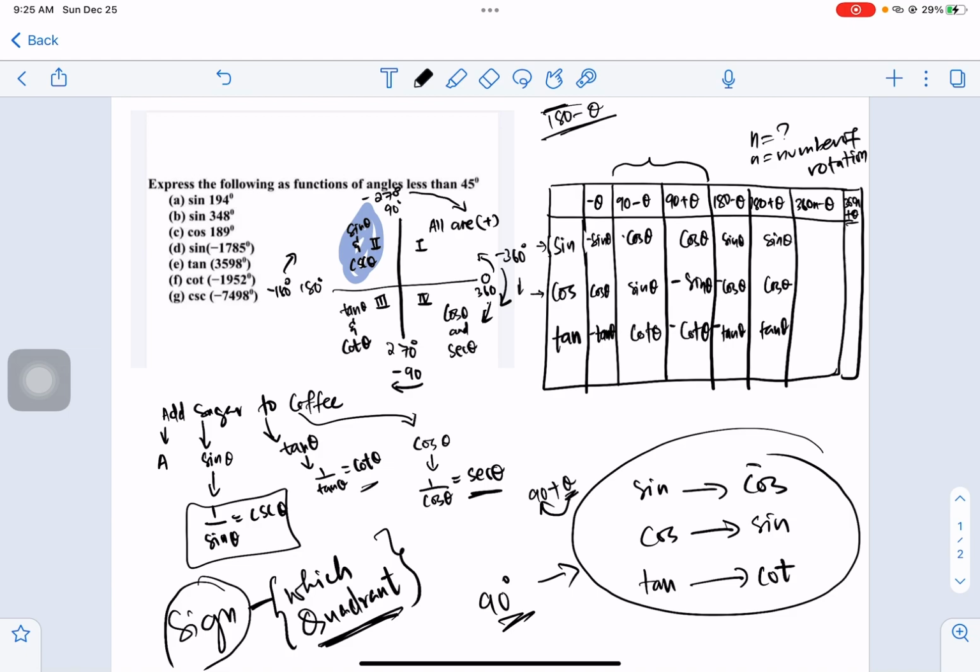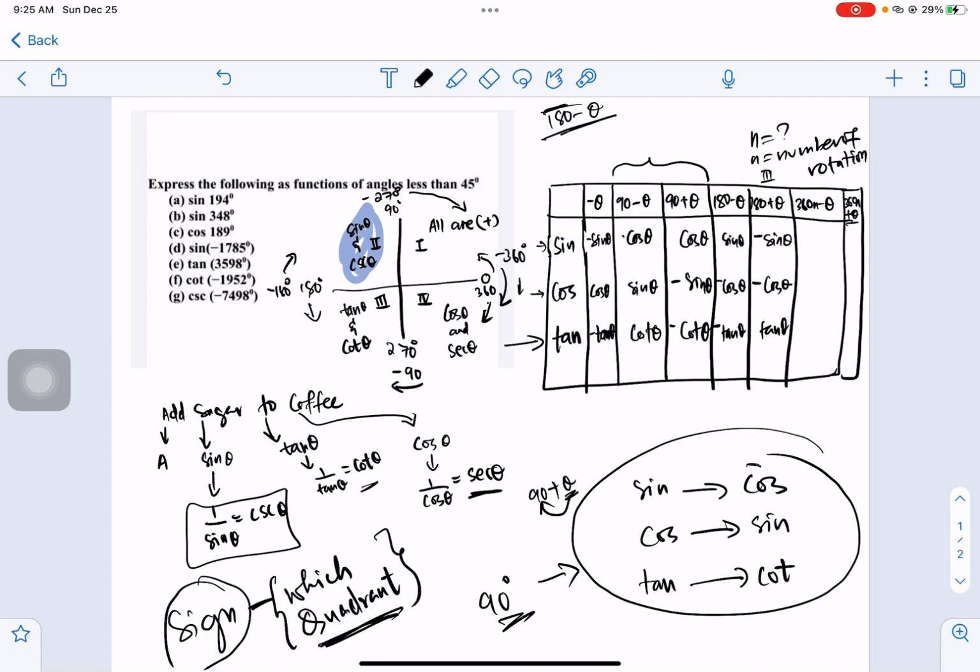So 180 plus means it is in the third quadrant. This one is in the third quadrant. In the third quadrant, only tan is positive, which means the rest will be negative. So only tan is positive, right? Next will be negative. Now, next up is 360 minus theta.